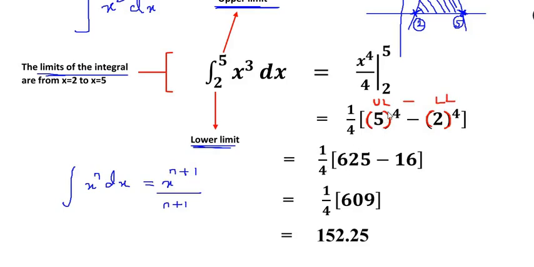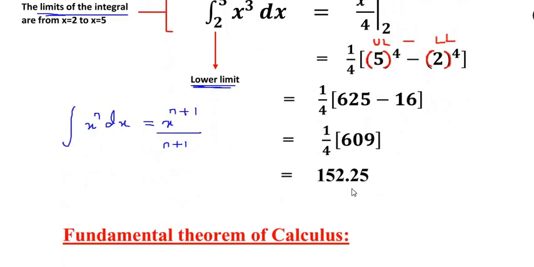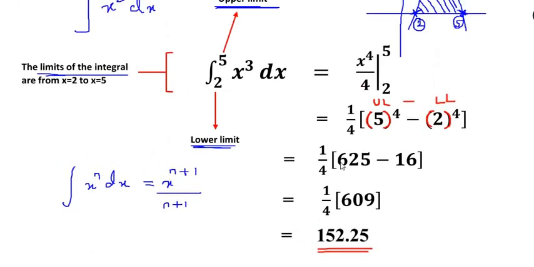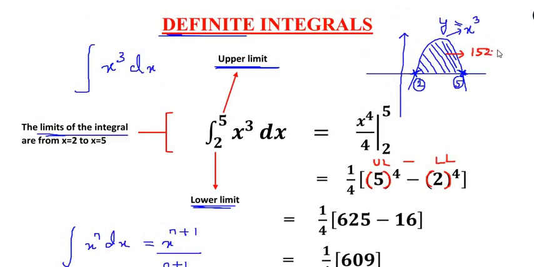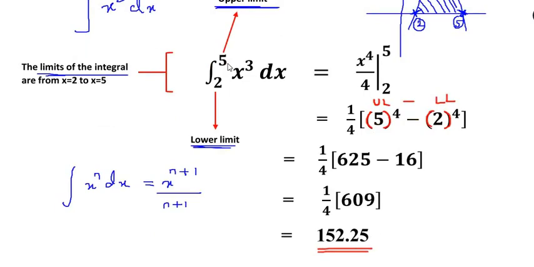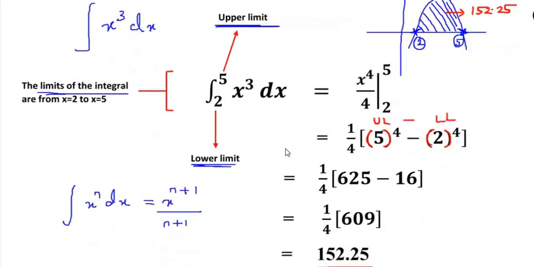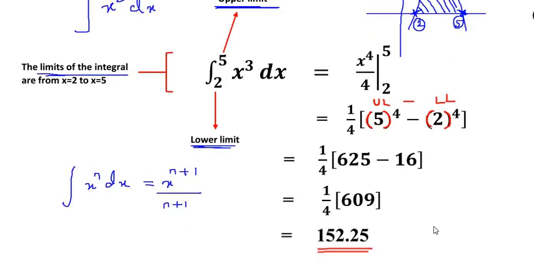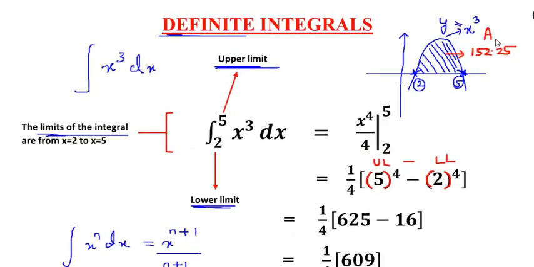This is 1 over 4. 5 raised to 4 is 625 minus 2 raised to 4 is 16. So after subtraction, we are going to calculate the value of the integration. So this means that the area under this curve is given as 152.25 units. No need to mention the units here for the area because the units are not given, only the limits were given. So we can just write it as 152.25. That is the area under the curve. So this is how we find the definite integrals.